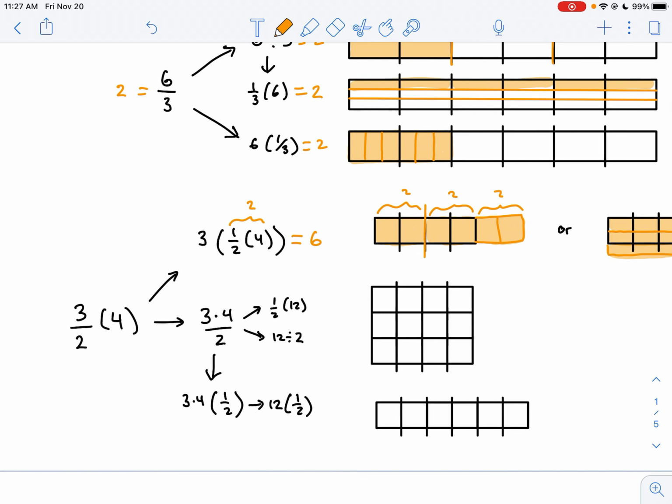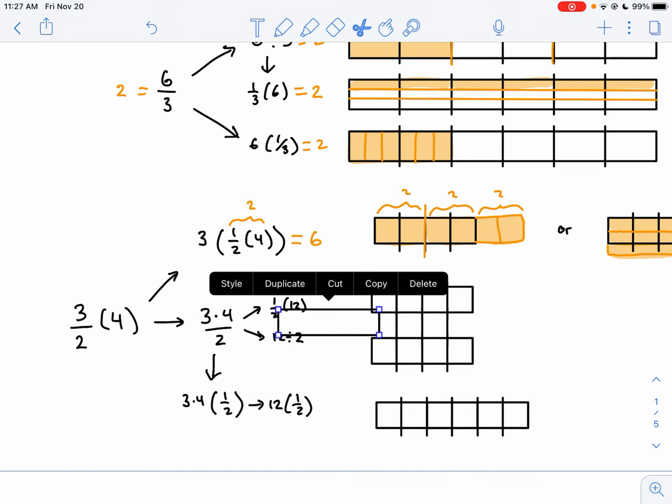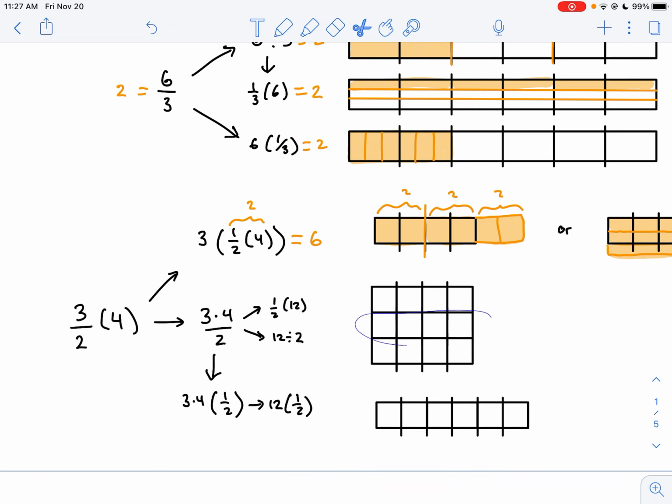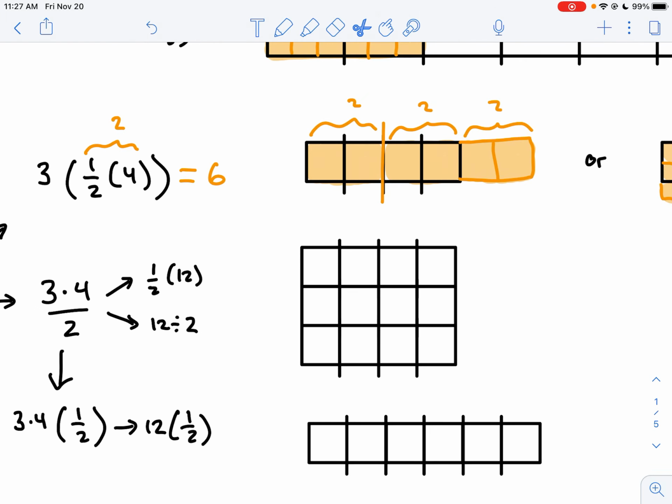Now let's do 3 times 4 over 2 and model that. Well, first I'm going to model 3 times 4 by doing 3 rows of 4. So there's 1 row of 4. Right, then we have a second row of 4 right there, and then we have our third row of 4. So we can see the 12 units sitting right here. And we're going to break 12 into 2 parts.